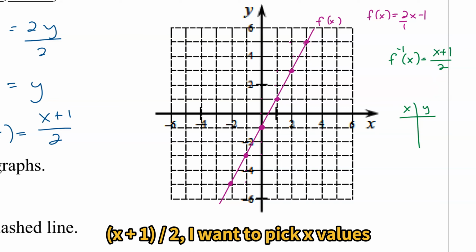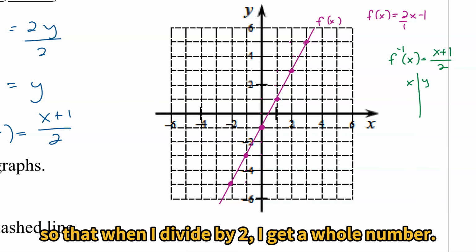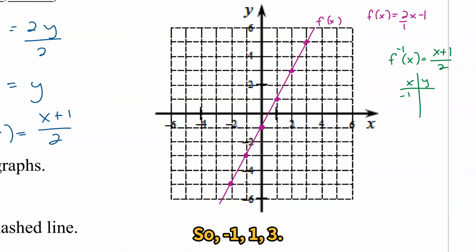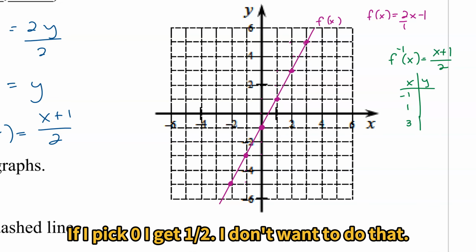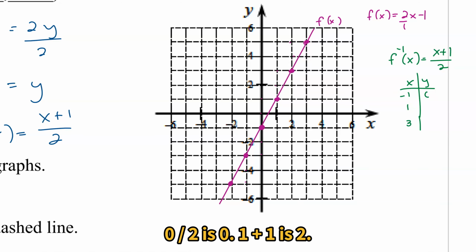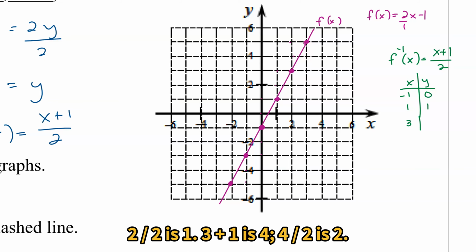X plus 1 divided by 2. I want to pick x values so that when I divide by 2, I get a whole number. Well, that just means I need to pick odd x values. So negative 1, 1, 3. If I pick 0, I'm going to get 1 half, and I don't want to do that. So if I plug in negative 1, negative 1 plus 1 is 0, and 0 divided by 2 is 0. 1 plus 1 is 2, and 2 divided by 2 is 1. 3 plus 1 is 4, and 4 divided by 2 is 2.